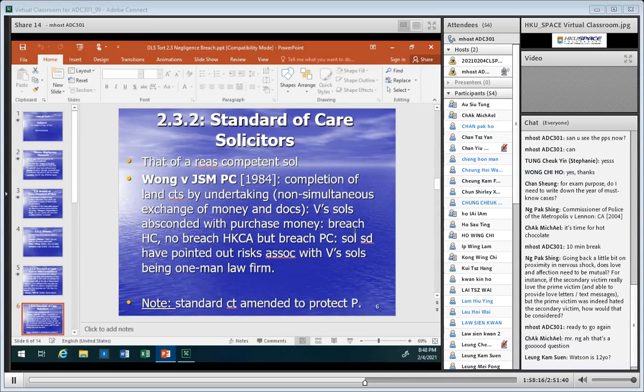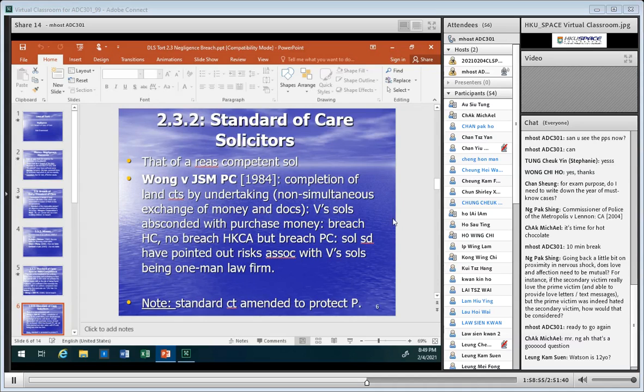Why? Because there was a special risk involved in Wong and JSM, because the vendor solicitor was a one-man law firm. Now, with a one-man law firm, you only need one signature to withdraw the funds from the trust account. In most law firms, there are at least two signatures required to withdraw money from the trust account. But in Wong and JSM, the vendor solicitor was a one-man law firm. And this was a special risk which should have been mentioned to the purchaser.